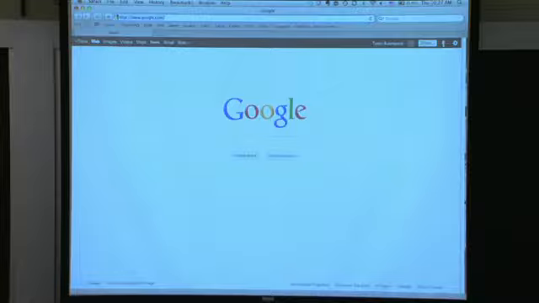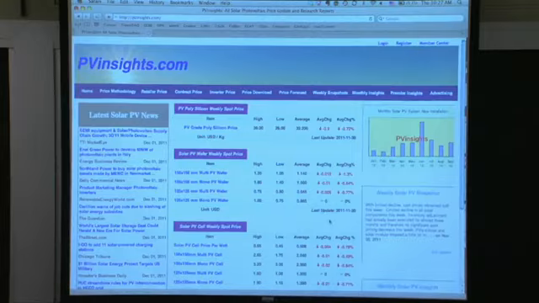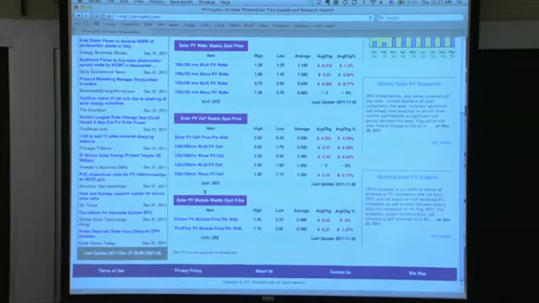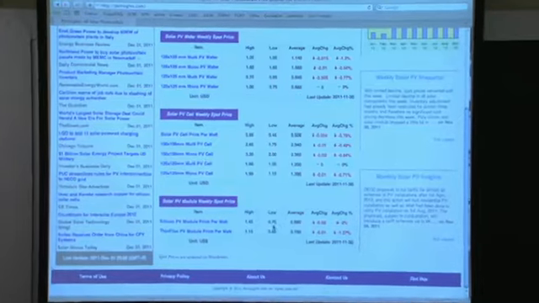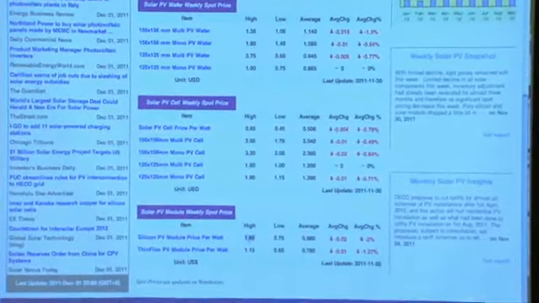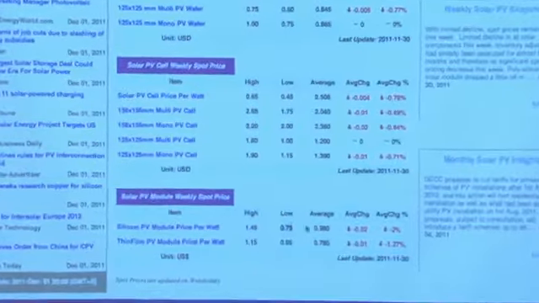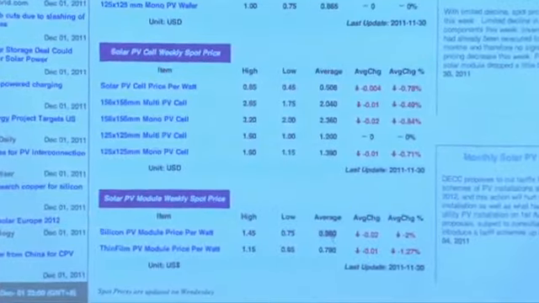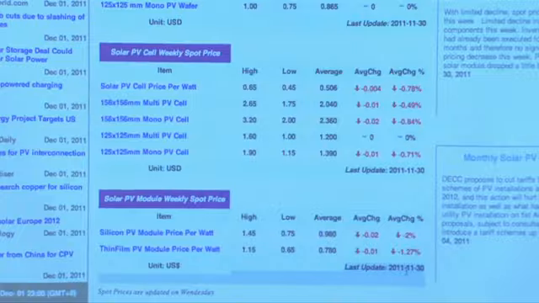We'll go to PV Insights, and we're going to add the latest data point here. So solar wafer, this is silicon, this is wafer, this is cell, and this is module. This is our low, this is our high. These are all prices in dollars per watt peak. Our low, our high, and our average. I guess the last update was yesterday.